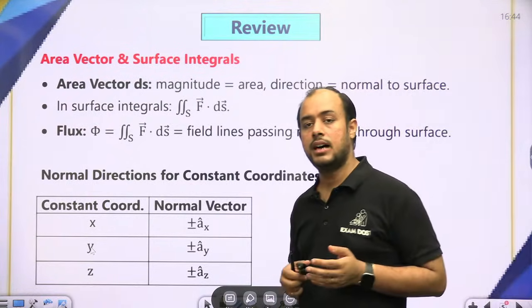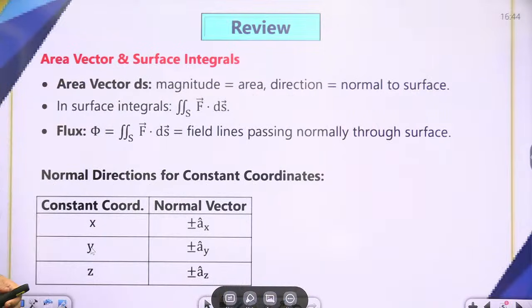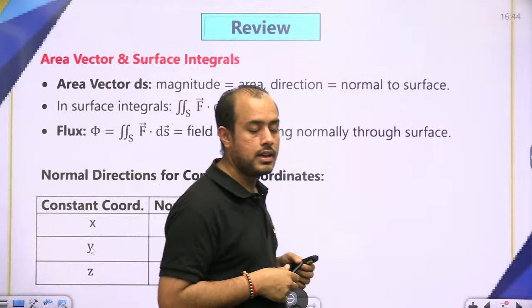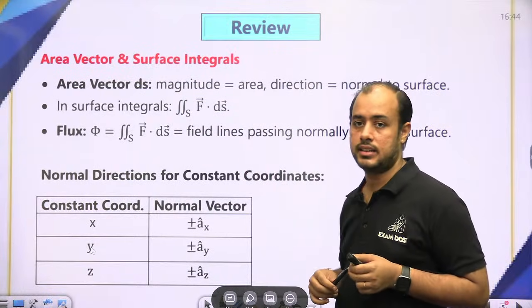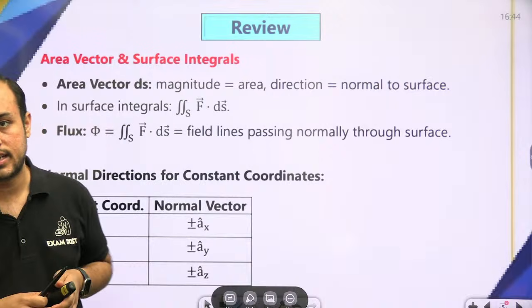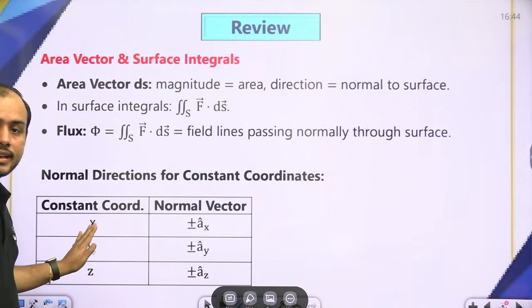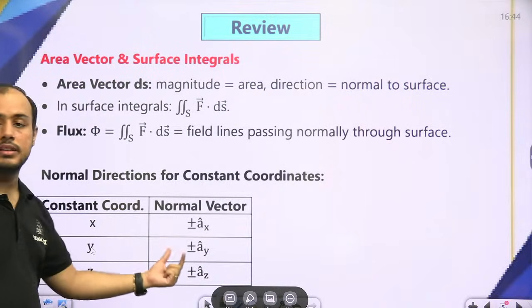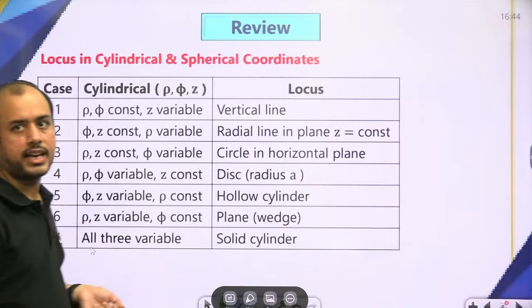Area vector, beta: when we treat area as a vector quantity, the magnitude is equal to the area and the direction is normal to the area. So in surface integration, we make use of the area vector. Surface integration basically represents the flux of a vector field through a surface. If the coordinate x is constant, the normal vector is a_x cap. If y is constant, the normal is a_y cap. If z is constant, the normal is a_z cap.